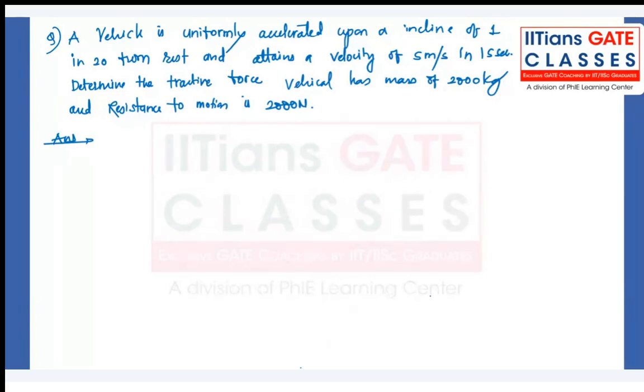Vehicle is uniformly accelerated along an incline of 1 in 20, from rest, and attains a velocity of 5 meters per second in 15 seconds. The attractive force you have to calculate if the vehicle has mass of 2000 kgs and resistance to the motion is 2000 newton. Okay, so just for your information, this incline is what they have given.